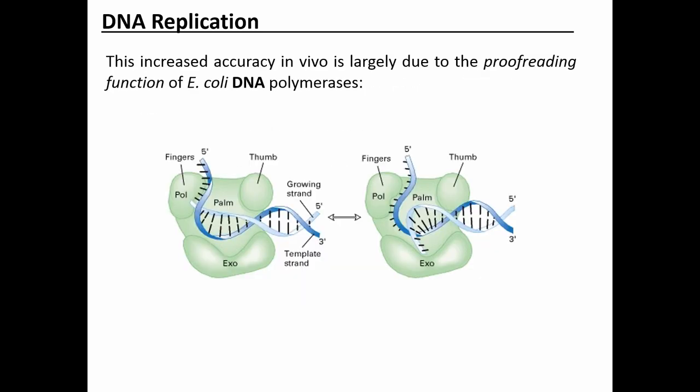There's also DNA repair pathways in the cell that will further increase the accuracy of DNA replication. So if a mistake is made that doesn't get fixed by DNA polymerase, there is still the opportunity for these repair pathways to fix that DNA damage.